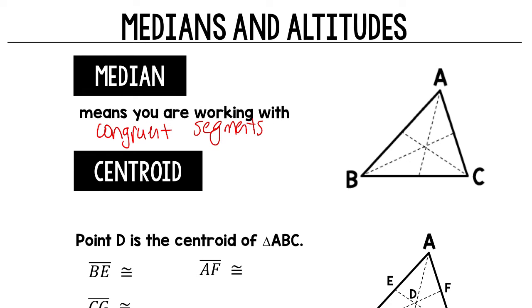So these medians split the sides of the triangle in half. So those two sides are the same. These two segments are the same. And those two segments are the same. Medians happen in the center of the side. Centroid is where the medians intersect. Let me fix that because I wrote it like a 2-year-old.